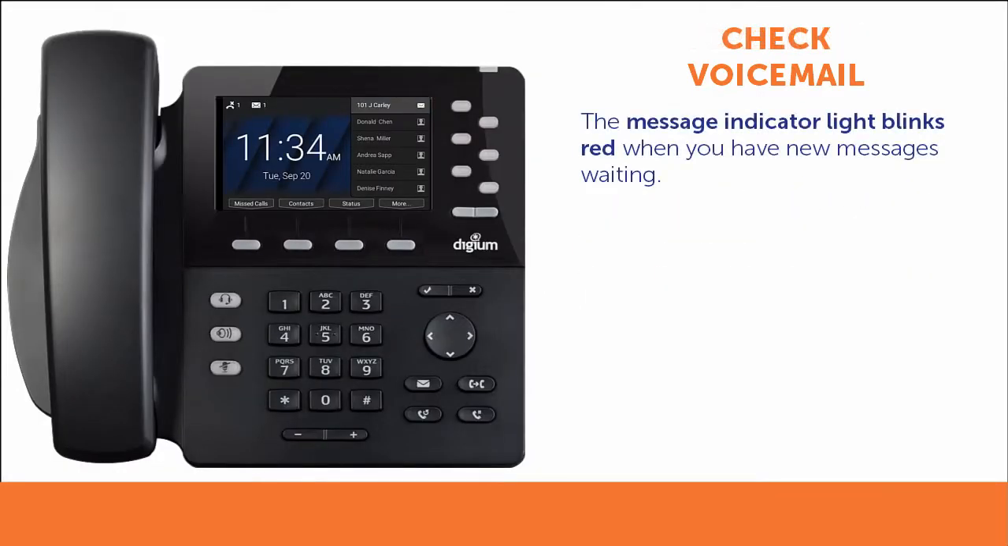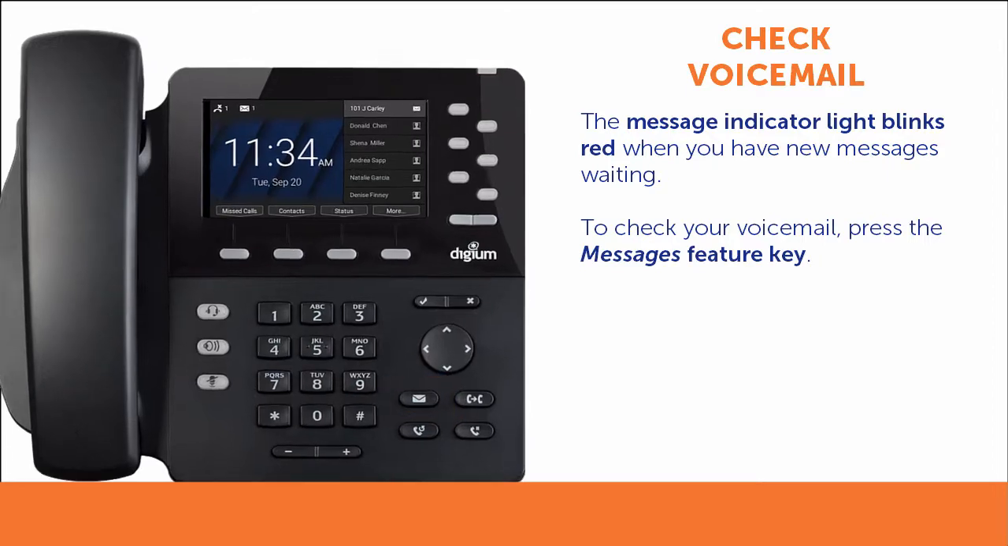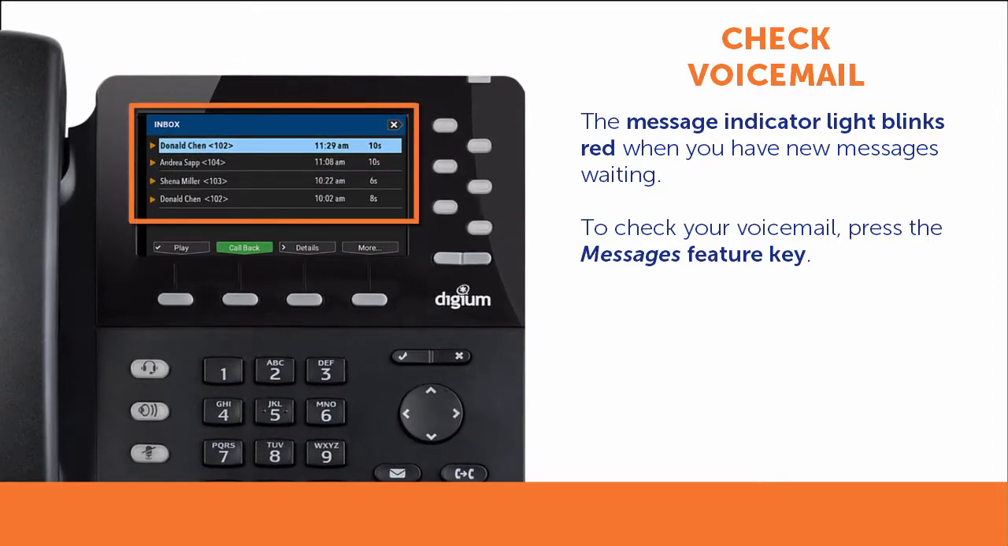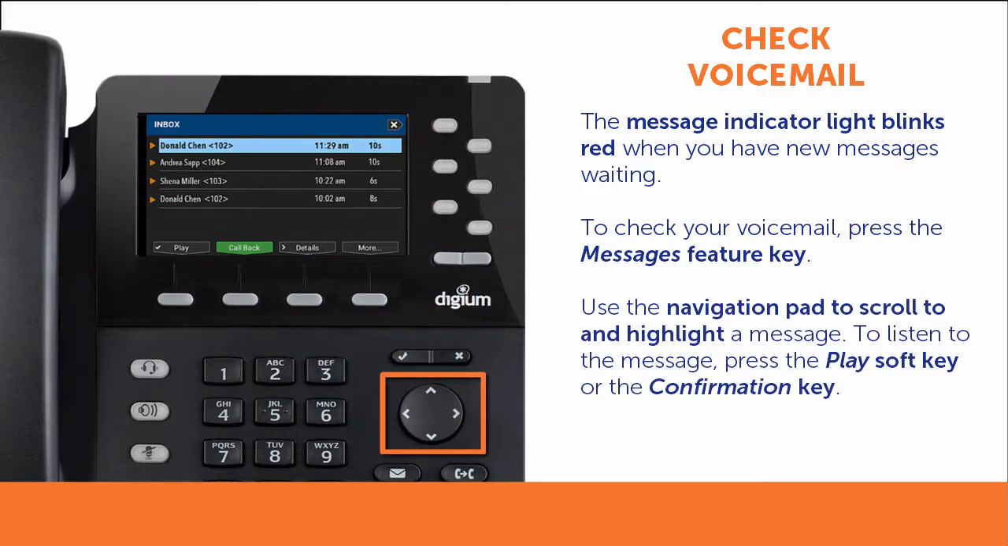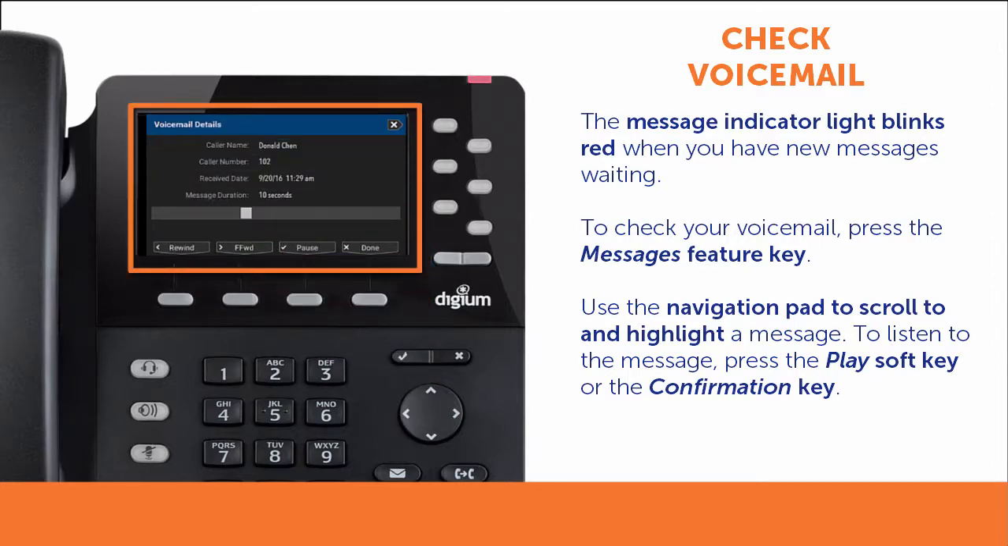When you have new messages waiting, the message waiting indicator light will blink red. To check your voicemail, press the Messages feature key. A list of both new and old messages displays. Use the navigation pad to scroll through the list and highlight the message you wish to review. Press the Play soft key or press the Confirmation key to listen to the message.